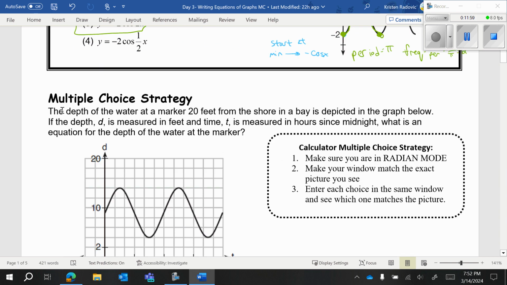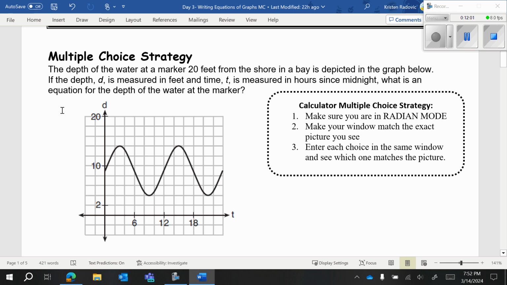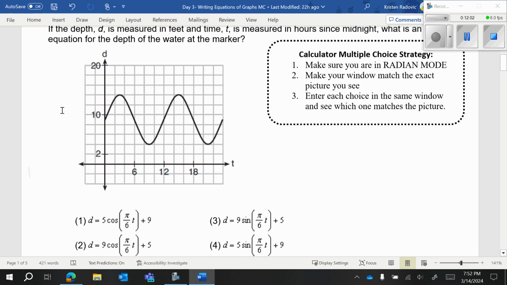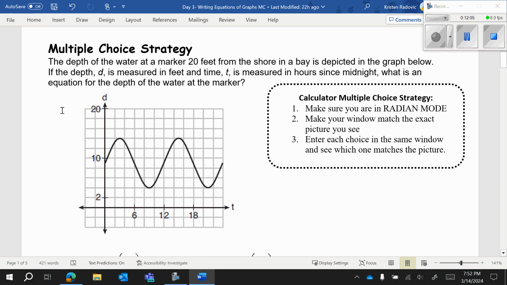Okay, let's try a multiple choice strategy question. So we have the depth of the water at a marker 20 feet from the shore in a bay is depicted by the graph below. If the depth d is measured in feet and time t is measured in hours since midnight, what is the equation for the depth of the water at the marker?